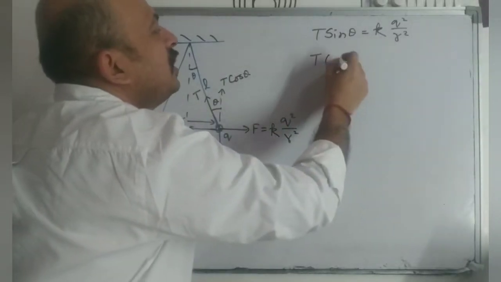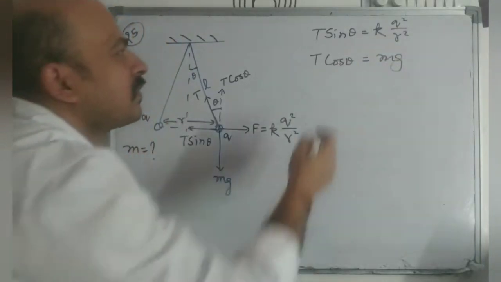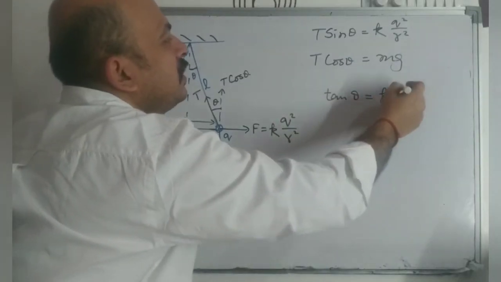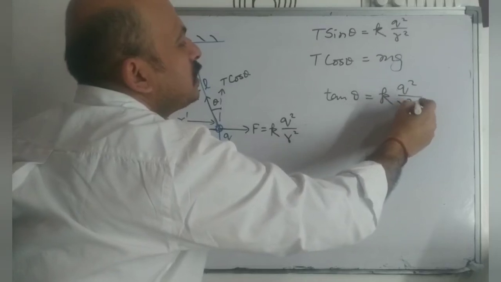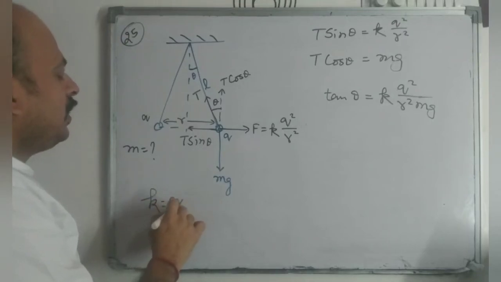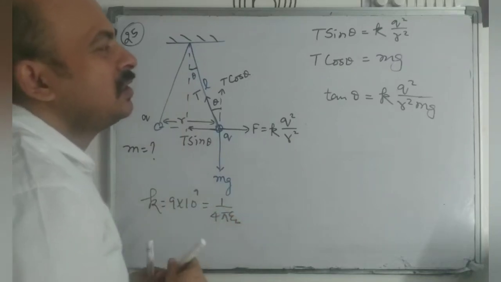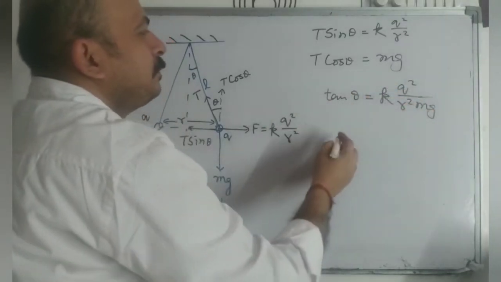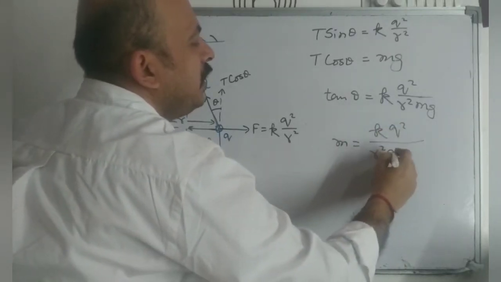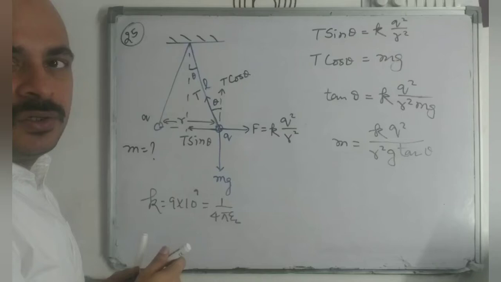And what is T cos theta? It is equal to mg. Here in this problem we have to calculate m. Divide them. You will get tan theta is equal to k q square upon r square mg. What is k? k is equal to 9 into 10 to the power 9, or 1 upon 4 pi epsilon naught. We have to calculate m here. So m will be equal to k q square upon r square g tan theta. Because r is not given, we can calculate it here.